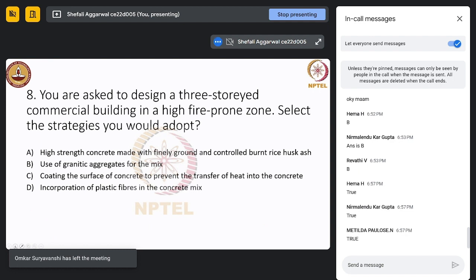Okay, this is an application based question. You are asked to design a 3-story commercial building in a high fire prone zone. Select the strategy you would adopt. Will you use a high strength concrete with finely ground and controlled burnt rice husk ash? Or will you use granitic aggregates? Or a coating on the surface of concrete to prevent the transfer of heat into the concrete? Or will you use plastic fibers in the concrete mix?